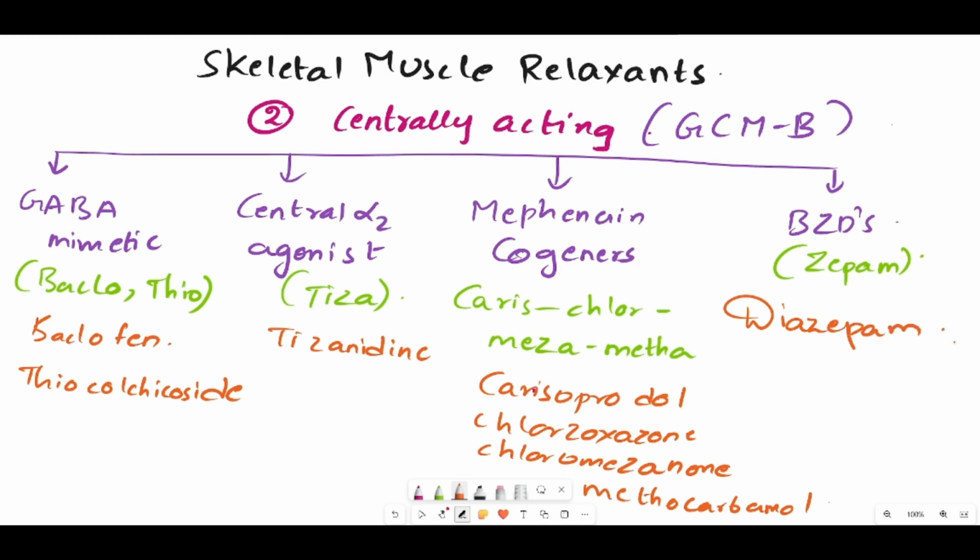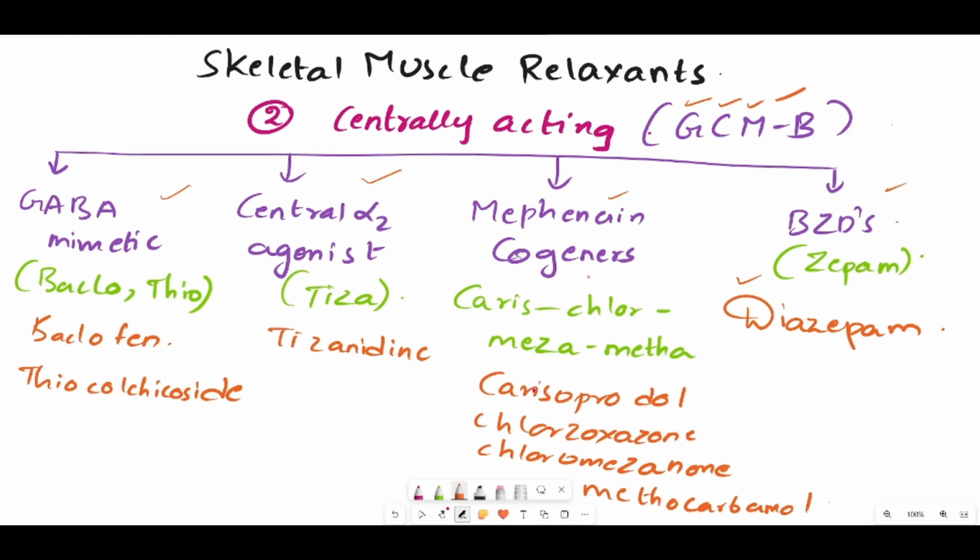Let me just repeat this class for you once again. The second class under the skeletal muscle relaxants is the centrally acting drugs. These are again divided into four classes: GCMB, where G means GABA mimetic, C means central alpha 2 agonist, M means mephenesin congeners, and B means benzodiazepines. In the benzodiazepines, these drugs will end with the term zepam, and here we have only one drug, which is diazepam.